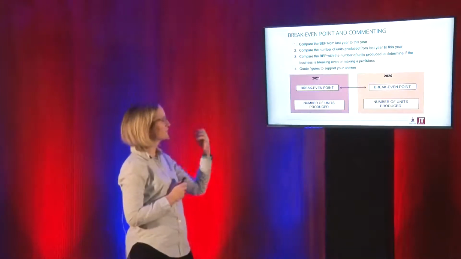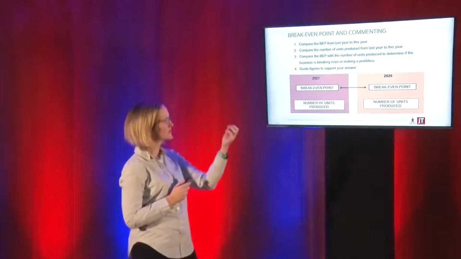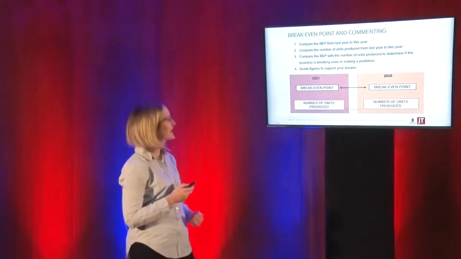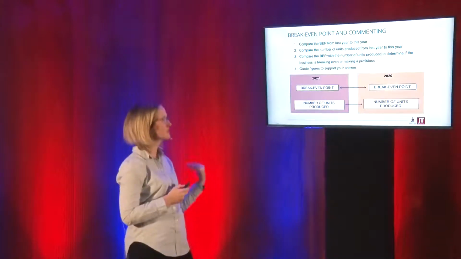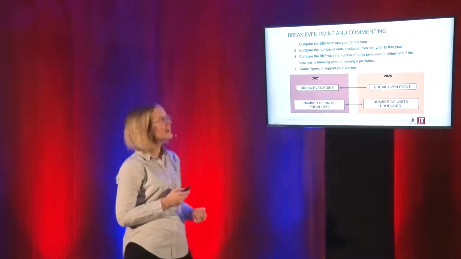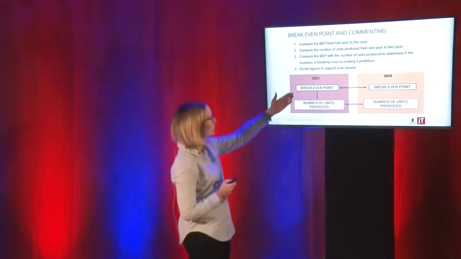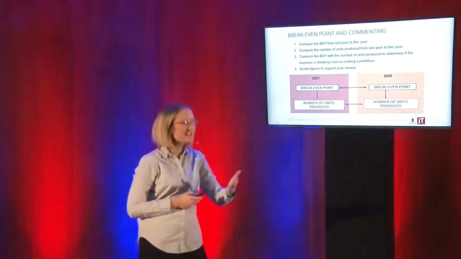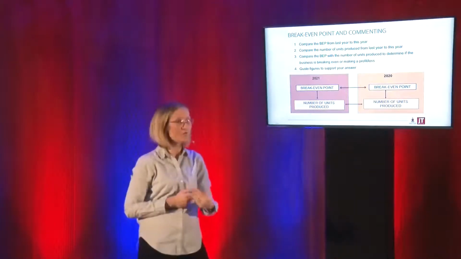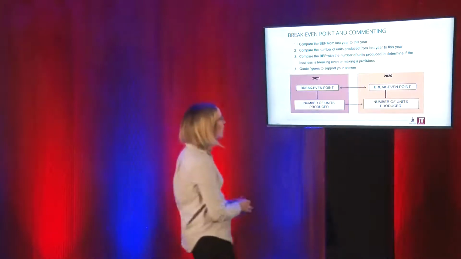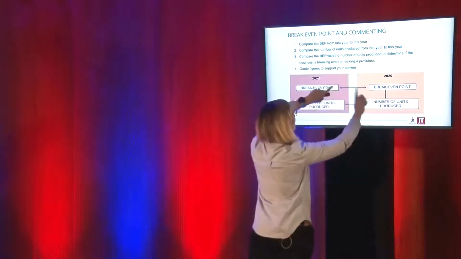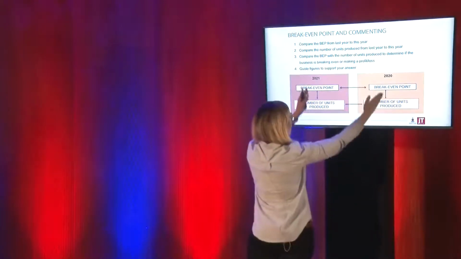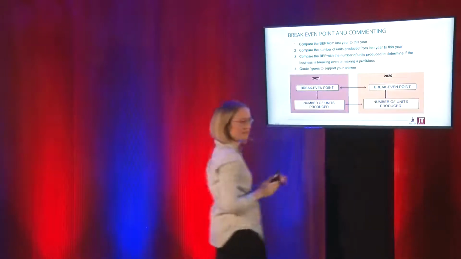We can look at last year's break-even point compared to this year to see if it increased or decreased. We look at the number of units produced last year compared to this year, and then we look at the break-even point and the number of units produced to see, are we breaking even? Are we making a profit or are we making a loss? So I always say when we comment, we look at break-even point, number of units, and then we compare those two with each other.